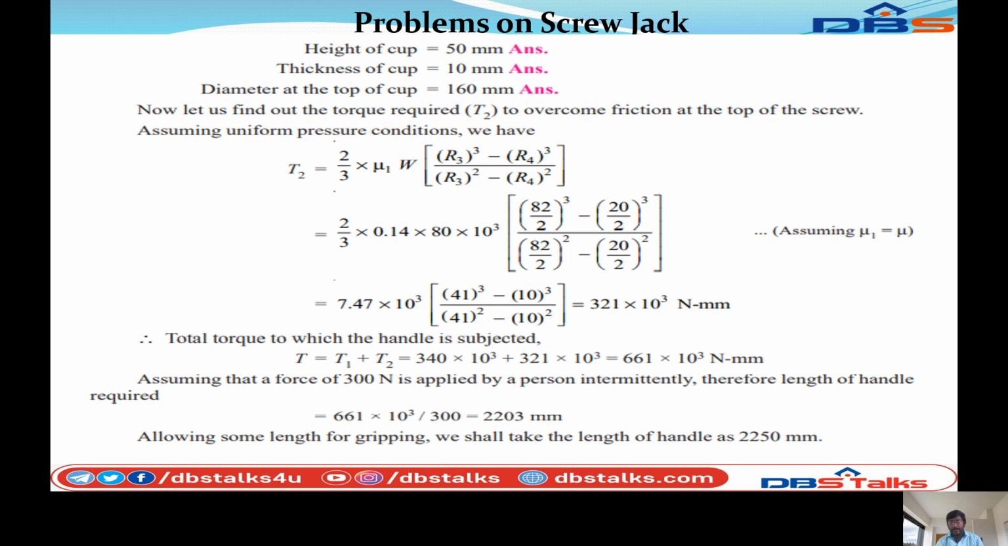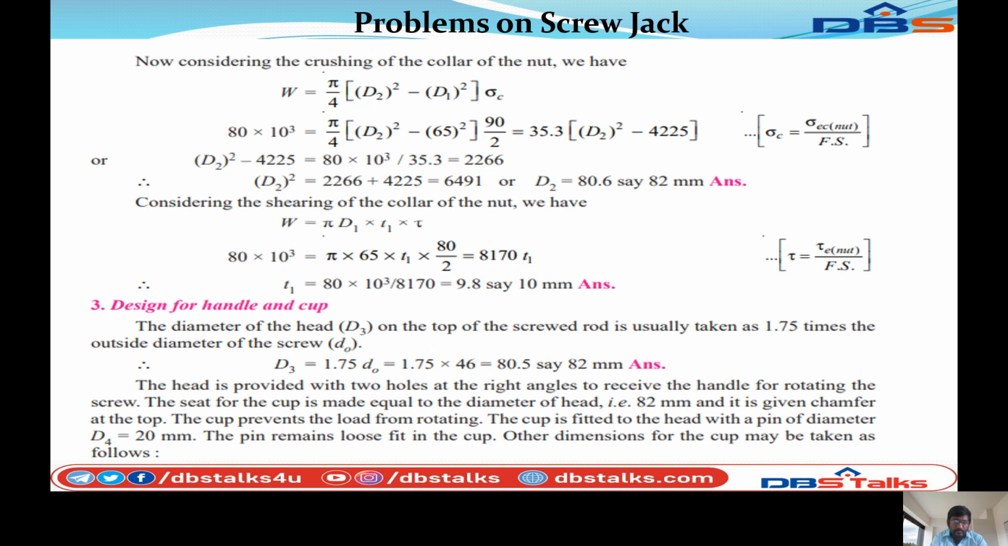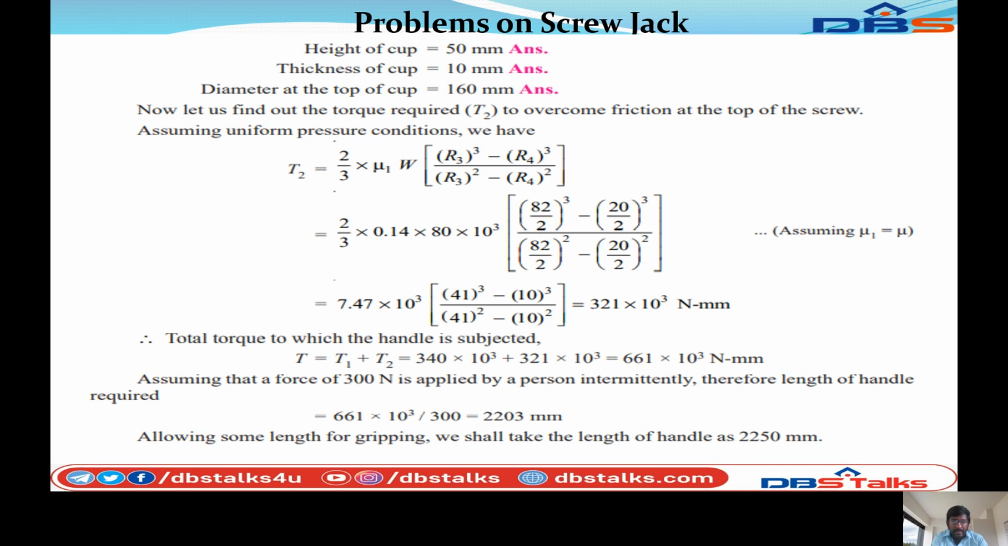T is equal to 2 by 3 into mu1 into W into (R3 cube minus R4 cube) divided by (R3 square minus R4 square). Substituting the values, assuming mu1 is equal to mu: 2 by 3 into 0.14 into 80 into 10 cube into (82 by 2) whole cube. R3 means D3 by 2, so 82 by 2, minus R4.